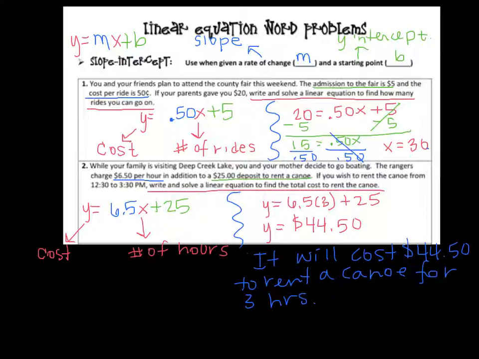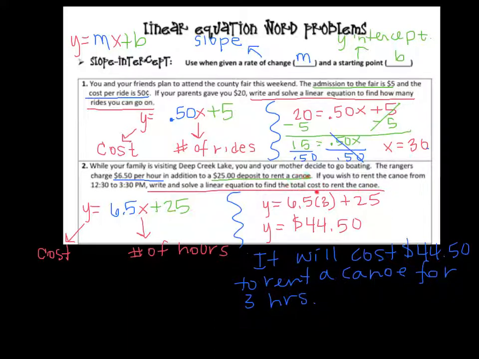So I wrote my equation, y equals 6.5x plus 25. So my y would be representing my total cost, and my x is representing the number of hours that I'm going to rent my canoe. So if you continue reading your problem, it says, if you wish to rent the canoe from 12:30 to 3:30 p.m., so that'd be 3 hours, because from 12:30 to 1:30 is 1, 1:30 to 2:30 is 2, 2:30 to 3:30 is 3. So for a total of 3 hours, we solved our equation to find the total cost.